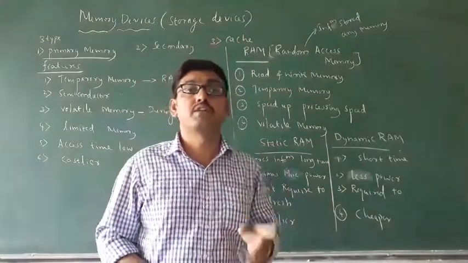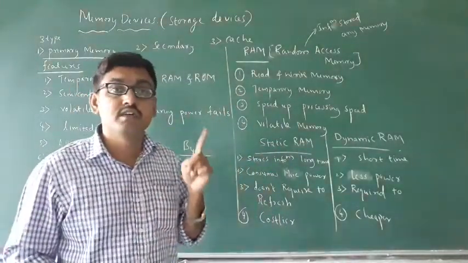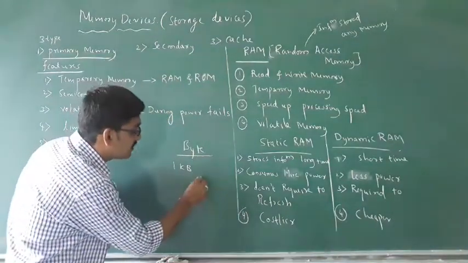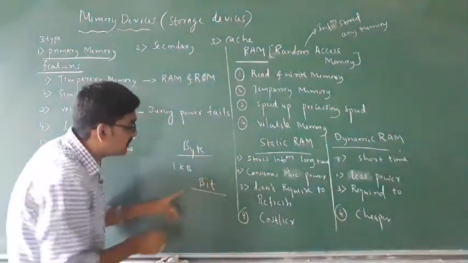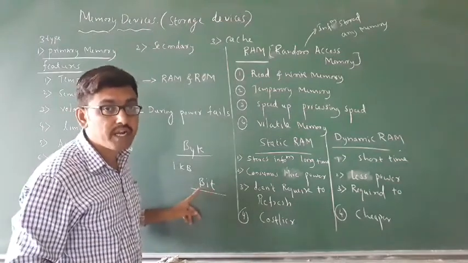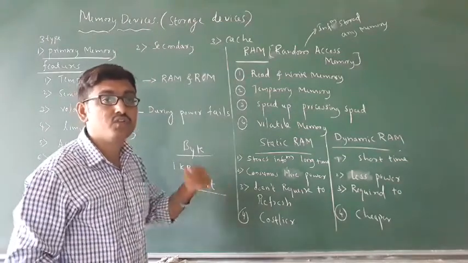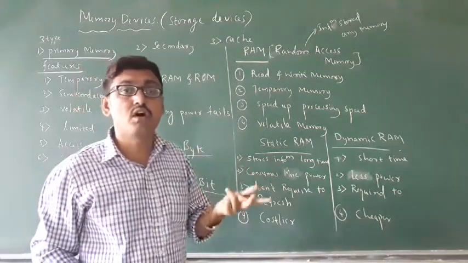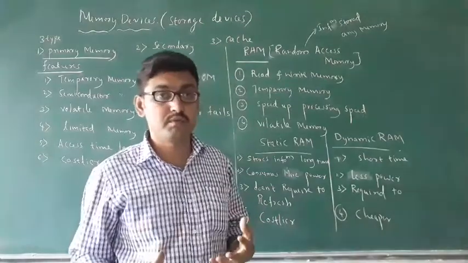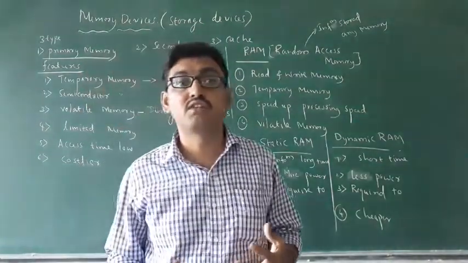What is a byte? Byte means a sequence of 8 bits. Bit means what? B means binary, it means binary digit, either 0 or 1. Why can the memory devices understand 0 and 1?